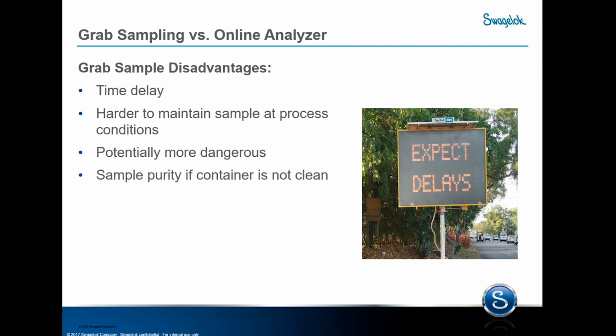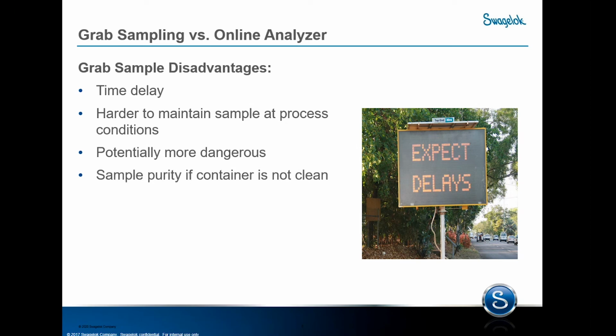Of course, grab sampling also has several disadvantages when comparing them to online analyzers. And the number one disadvantage is time delay. With online analyzers, the gold standard for time delay is 1 minute or less. And that's 1 minute to transport the sample to the analyzer and get your results, which is essentially a real-time result that can be used to adjust the process as necessary to keep the production within the given specification.